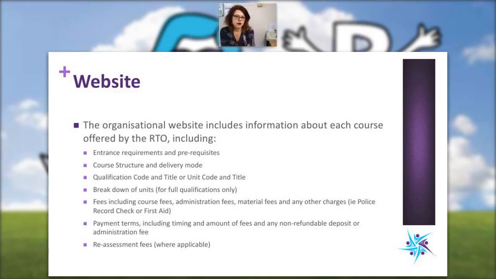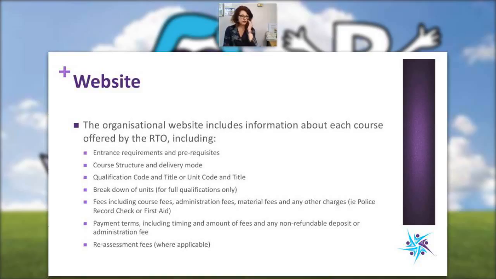Okay, so website. The organisational website includes information about each course offered by the RTO. Now, you don't have to have a website, but where it comes into issues is there are some standards that say that some information must be publicly available, and the best way to do that is through a website. So one of the things that we've picked up that needs to be publicly available is your complaints and appeals policy and procedure and things like that. So they need to be clear on your marketing material and on your website.